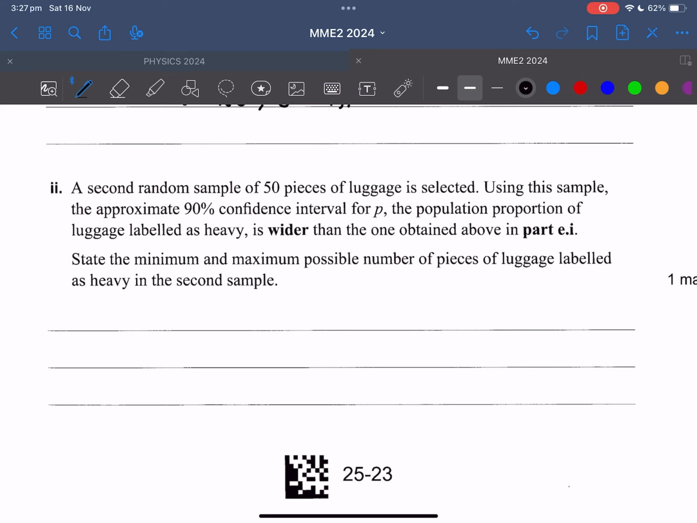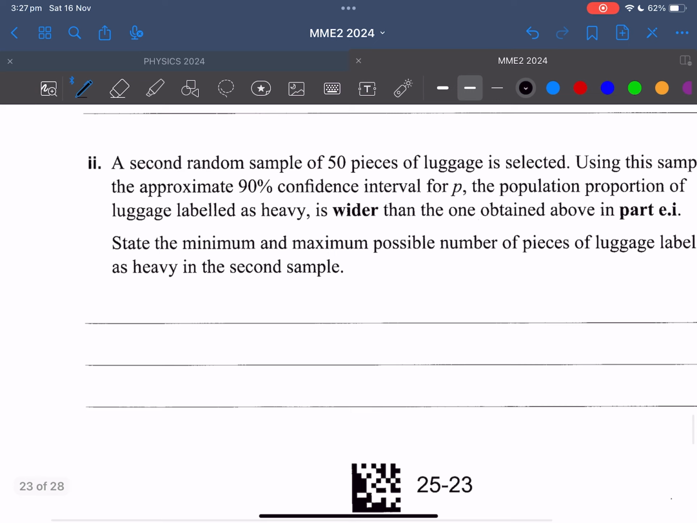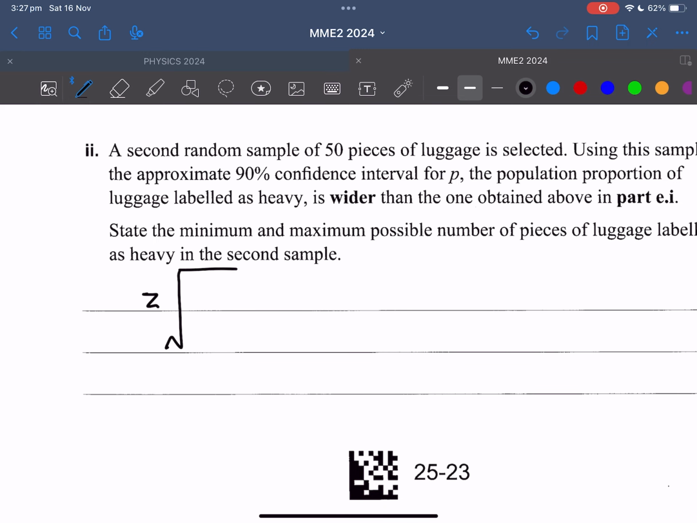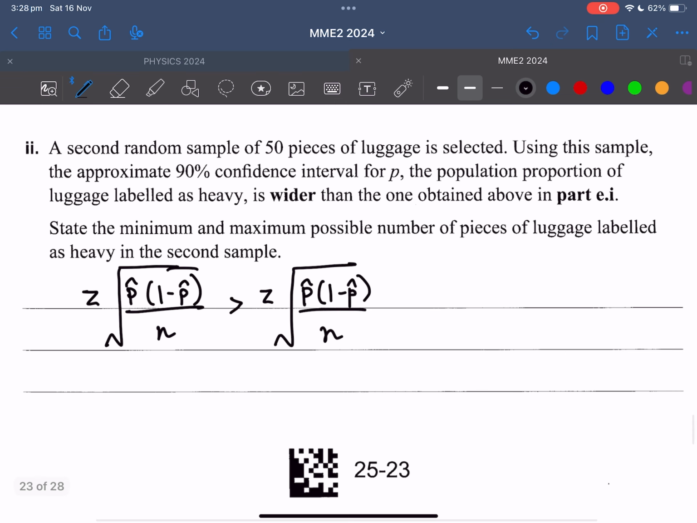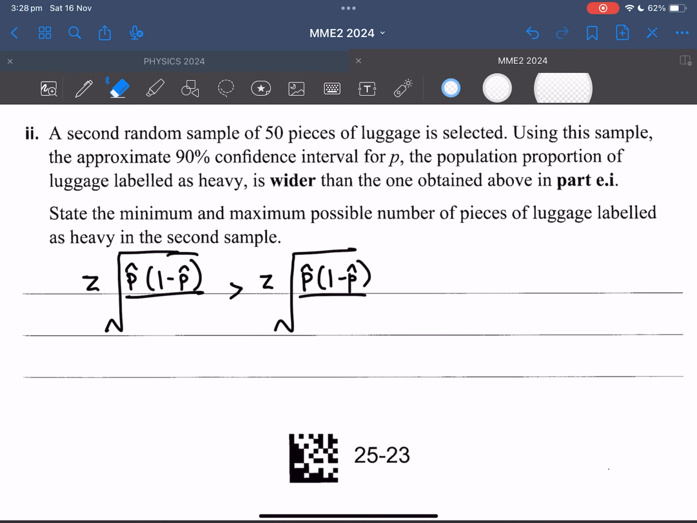So I guess they're basically just talking about the margin of error. I feel like if you do z times the square root of p hat (1 minus p hat) over n, and they want it wider, so this has to be greater than z times the square root of p hat (1 minus p hat) divided by n. I'm pretty sure this is what they're after. Now I guess we remove these because we already know that our n is just 50, so that's all good.